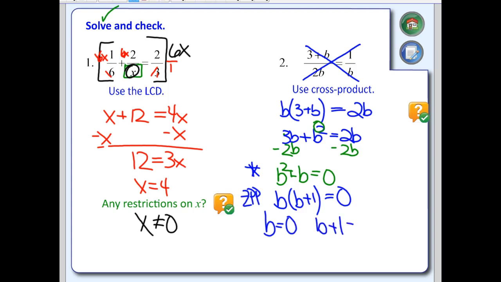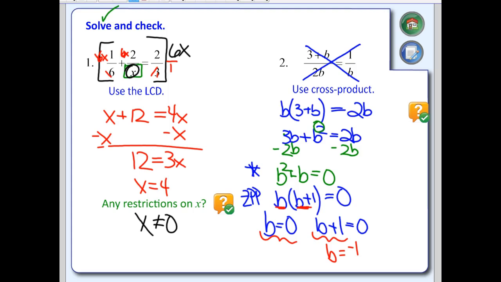So this first b out in front, he's going to equal 0. And then the second part in the parentheses, that's going to equal 0. And if I solve for the second b, we're going to get b equals -1. Okay, now, so we've solved. We've got b equals 0 and b equals -1.